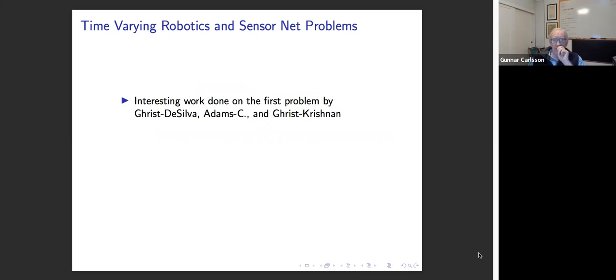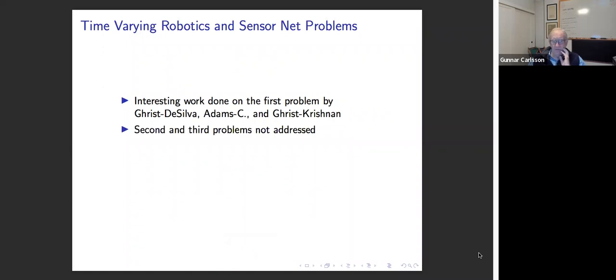There's a lot of work done on the first problem, that is to say, whether or not they exist, by Ghrist and de Silva, by Henry Adams and myself, Ghrist and Krishnan, and also Michael Vedemo Johansson has done interesting work in this direction.